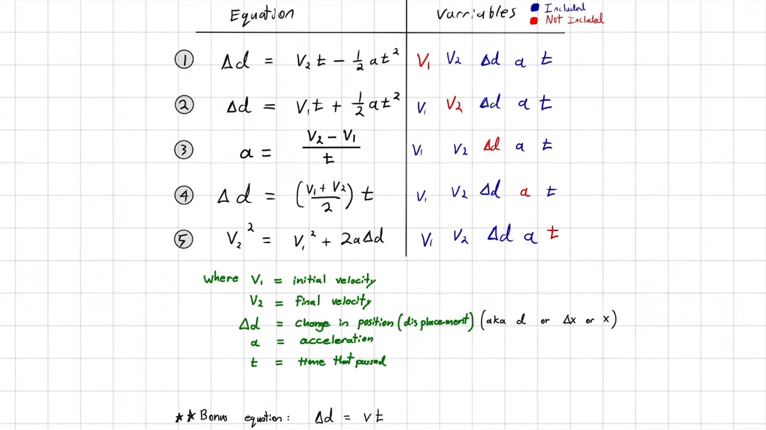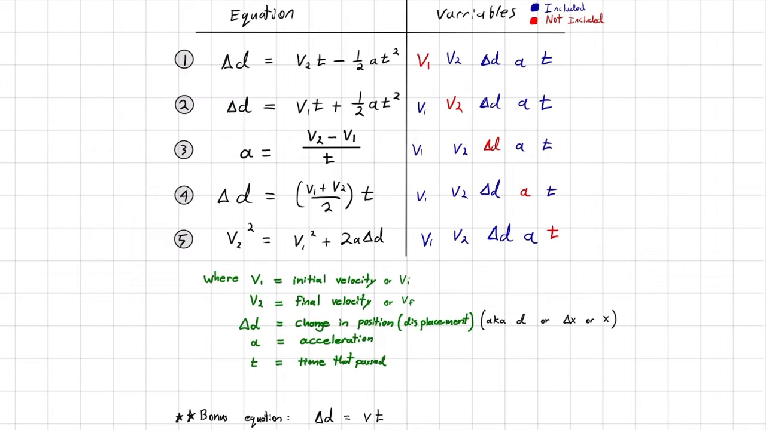V1 is going to be the initial velocity of our object. V2 will be the final velocity. Sometimes these are also called VI or VF. And then the delta D, this triangle here is called a delta, and it stands for the change. So anytime you see this delta something, it'll be the change in something. So here we have delta D, that'll be the change in position, also known as the change in displacement.